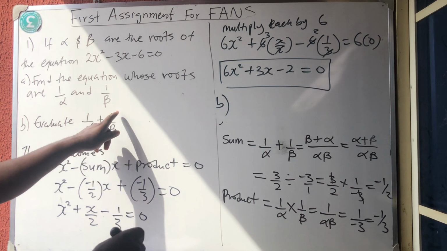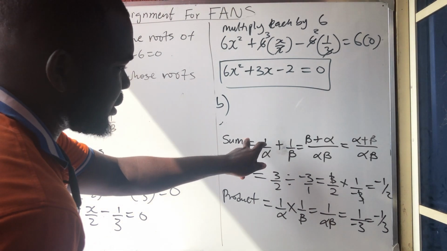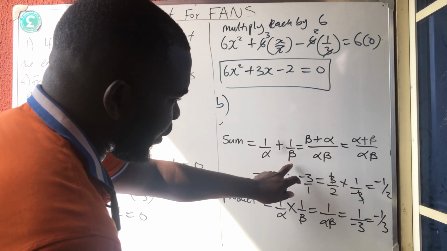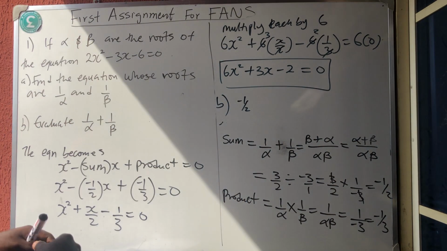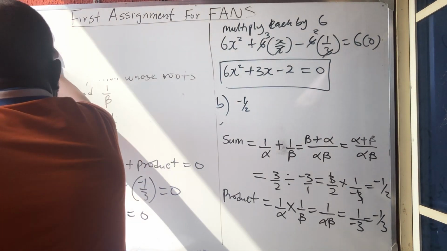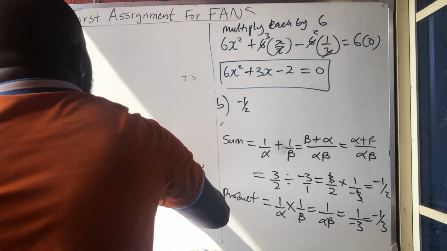So question number B said we should find 1 over alpha plus 1 over beta. We have gotten it here. Look at it, that's the sum, 1 over alpha plus 1 over beta. And we got the answer as what? Minus 1 over 2. Okay? So that is that. Now let's take the next question. This is question number 1.